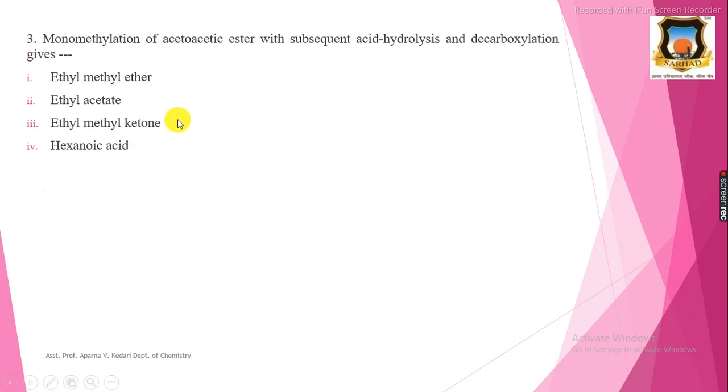Then the third question is: the monomethylation of acetoacetic ester with subsequent acid hydrolysis and decarboxylation gives, first option is ethyl methyl ether, ethyl acetate, ethyl methyl ketone, then hexanoic acid. And the correct answer is ethyl methyl ketone.